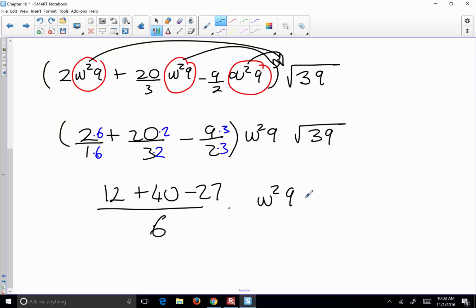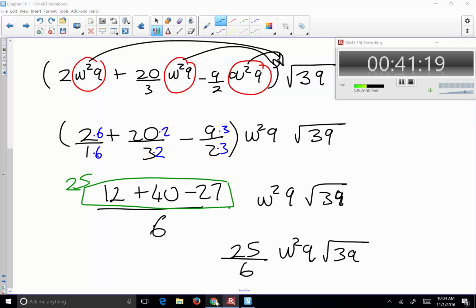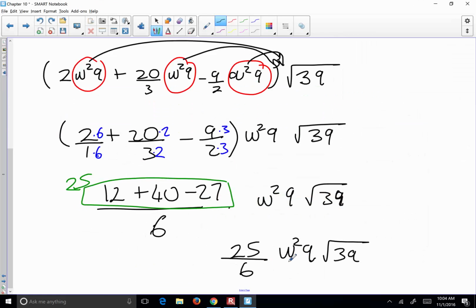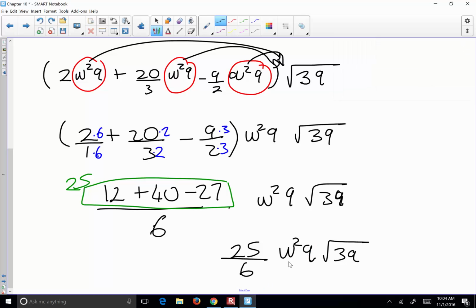w squared q cube root of 3q, and guess what these make when you add up? 12 plus 40 is 52, take away 27, 25. So it's 25 over 6 w squared q times the cube root of 3q. Okay, alright. I found w squared q, but you can flip this and make q w squared if you want. Okay, same deal.